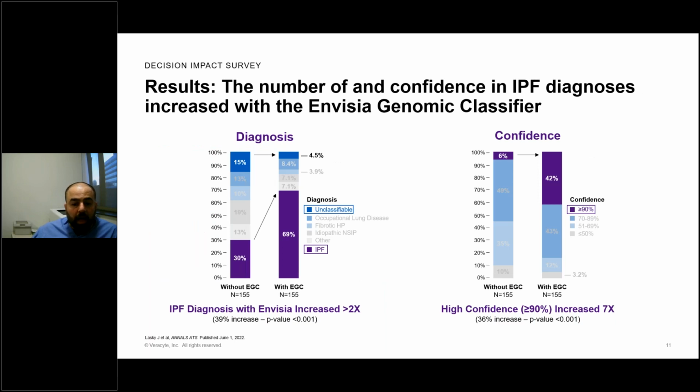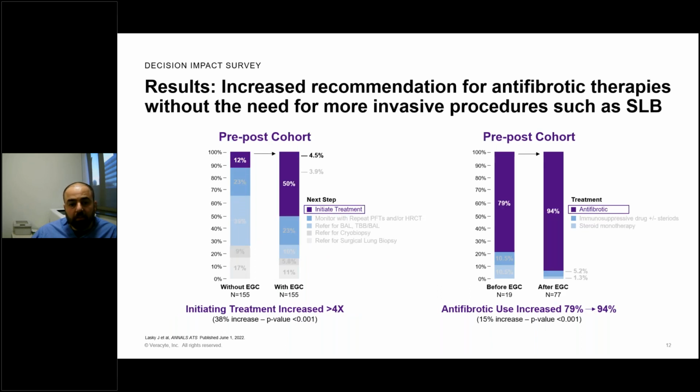That the number and the confidence in IPF diagnosis increased when the physicians were given the results of the genomic classifier. There was also high confidence in labeling such patients as IPF when the results of the Envisia genomic classifier were added to the clinical as well as radiographic factors. Not only that, more physicians were willing to initiate treatment and start antifibrotics for such patients by adding the Envisia classifier results to their clinical and radiographic factors.